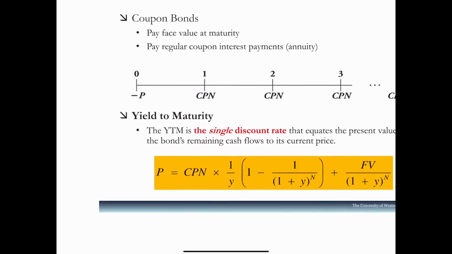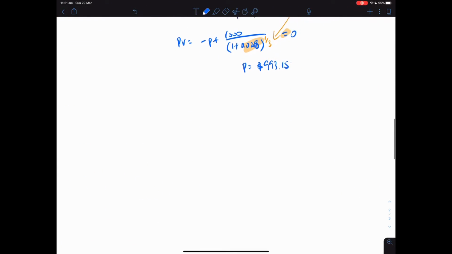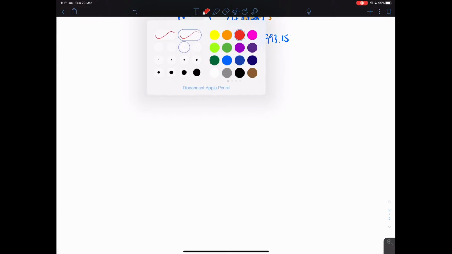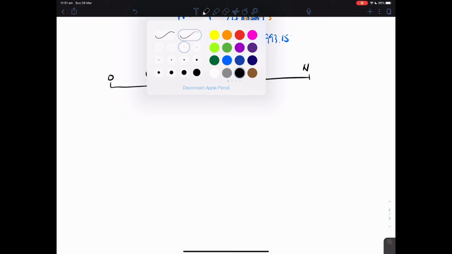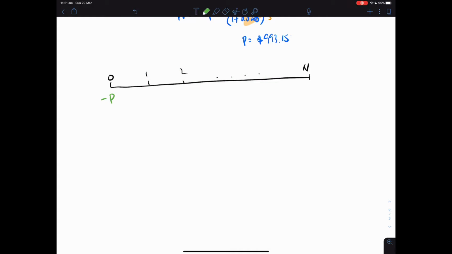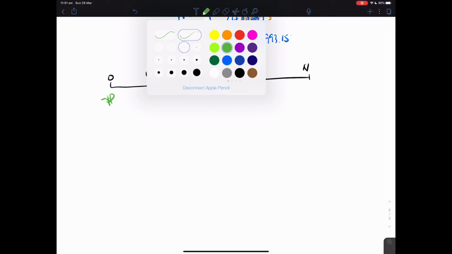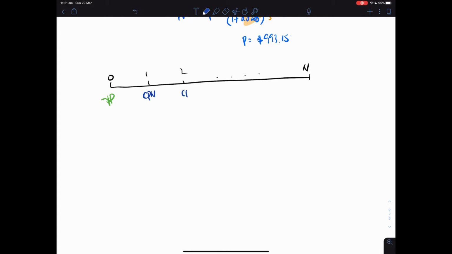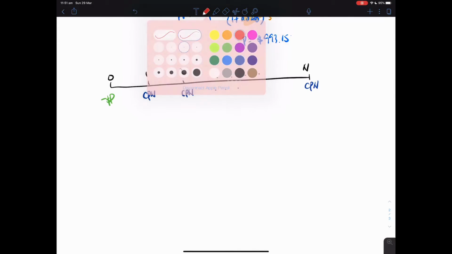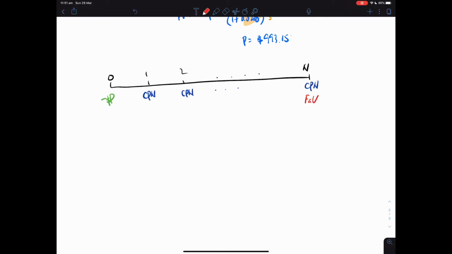All right, let's just draw a timeline together. For a coupon paying bond, 0, 1, 2, n. First of all, you need to make a payment to start with. You pay the price, that's how much you're paying. And then you're going to get coupon payment, coupon payment, coupon payment, as well as a face value. Let me just write FAV.